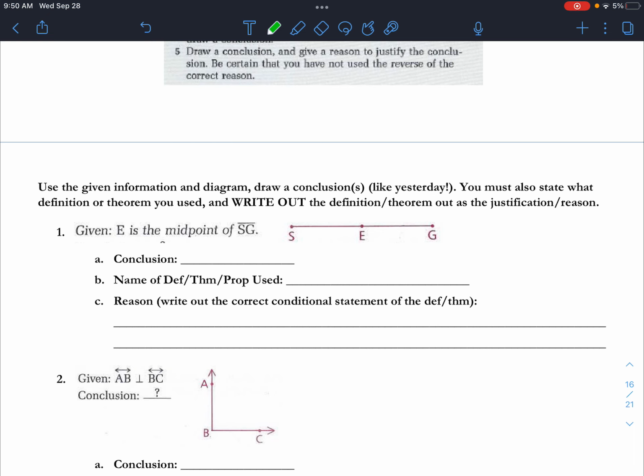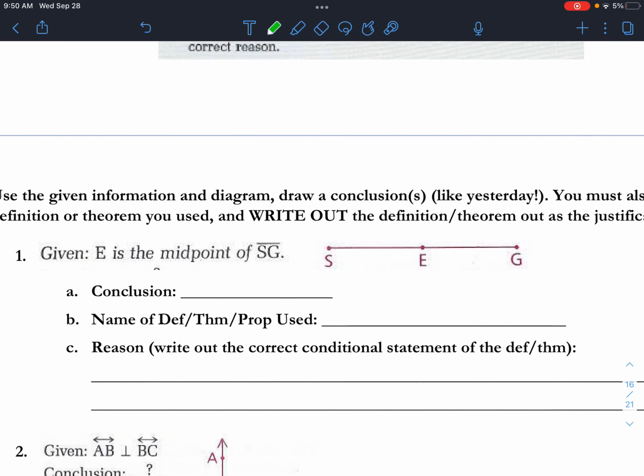So on number 1, it says, given that E is the midpoint of SG, what can we conclude? If E is the midpoint, what we really know is that it cuts something completely in half. So the conclusion that we can come up with is that segment SE is going to be congruent to the segment EG.